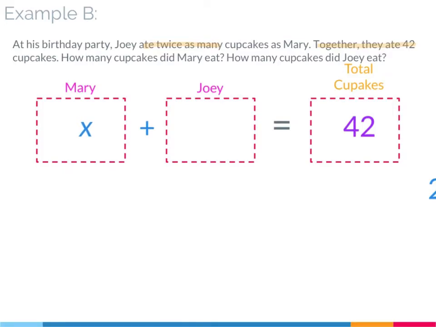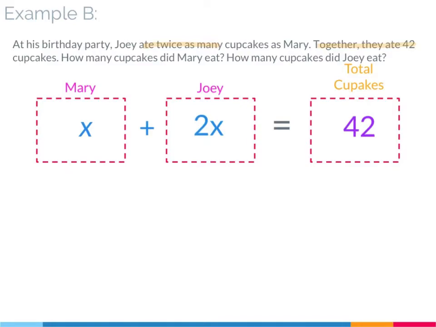Now we know Joey ate twice as many. When I show twice as many as something, that means times 2. But again, I don't know what Mary ate, so I'm going to have to write 2x. So now I've got an equation: x plus 2x is equal to 42. That shows me that Mary's cupcakes plus twice as many as she ate, which is Joey's cupcakes, altogether is going to be 42.